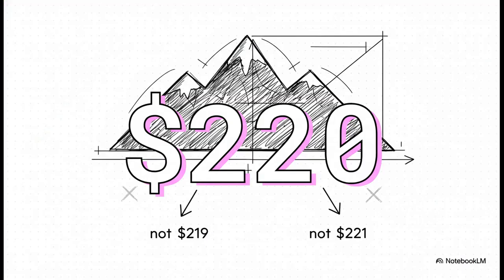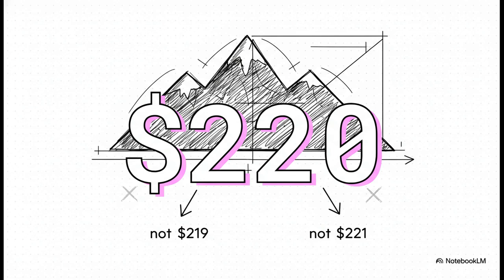And this is it, $220. After all the calculations, this is the number. This is the absolute maximum profit our company can make with the resources it has. It is not an estimate. It's not a guess. It is a mathematical certainty.